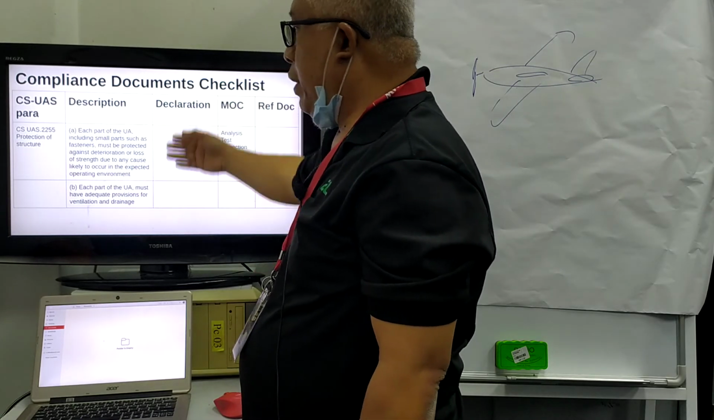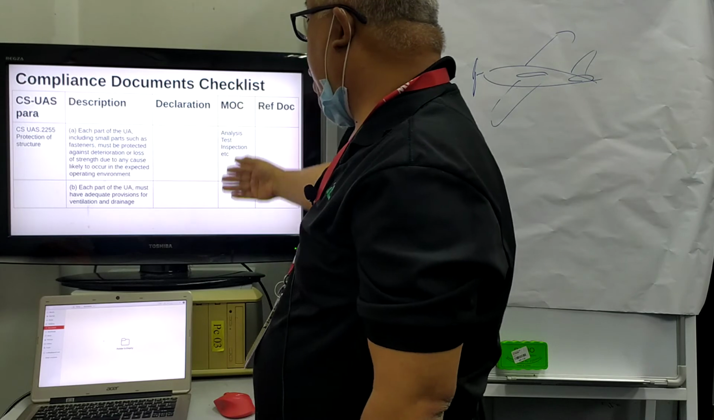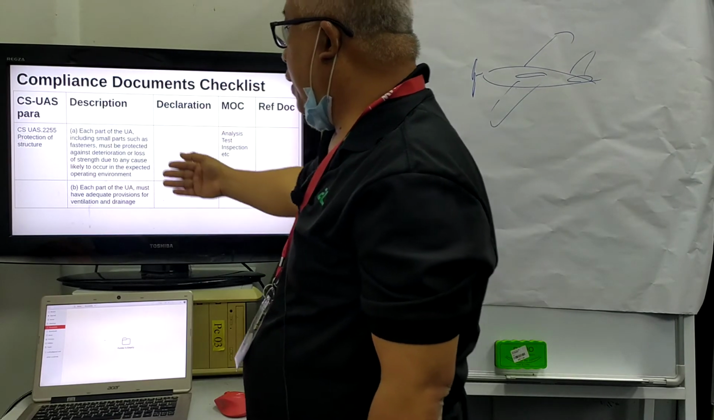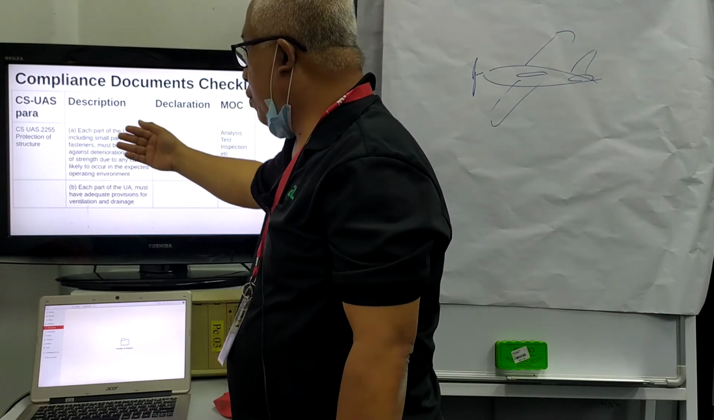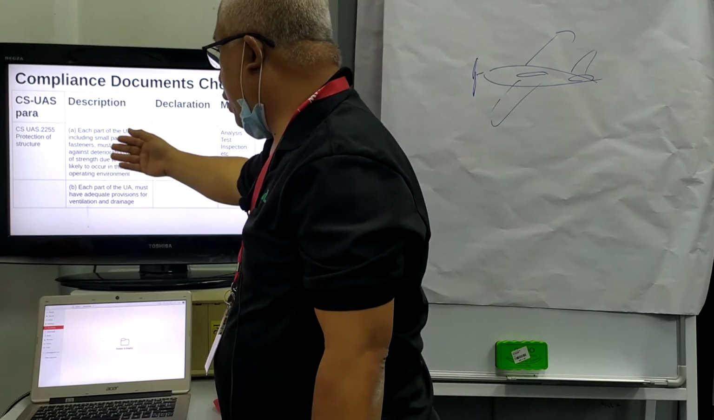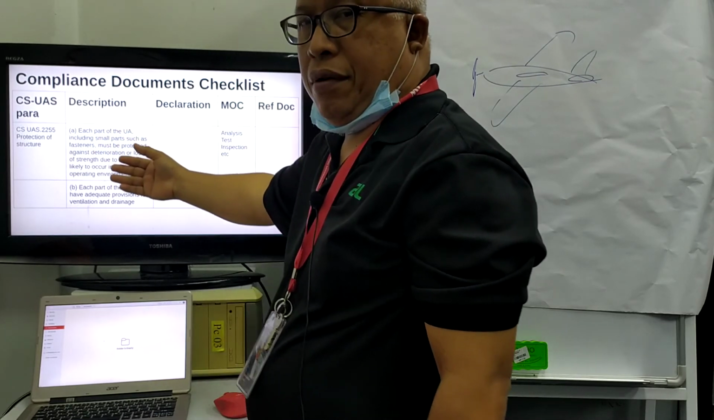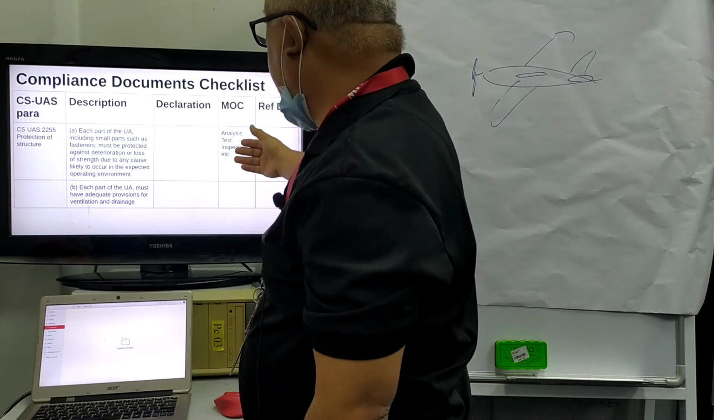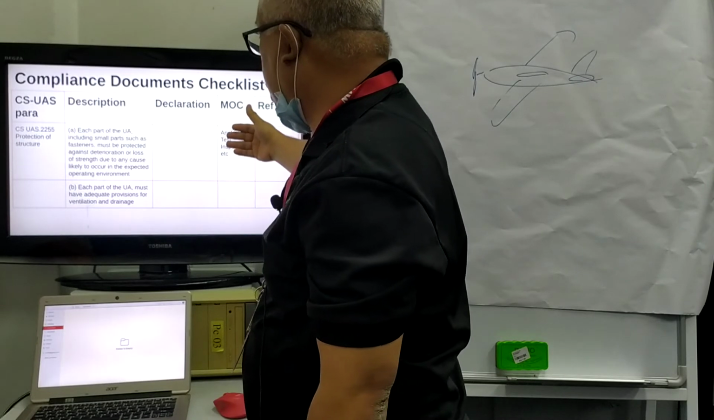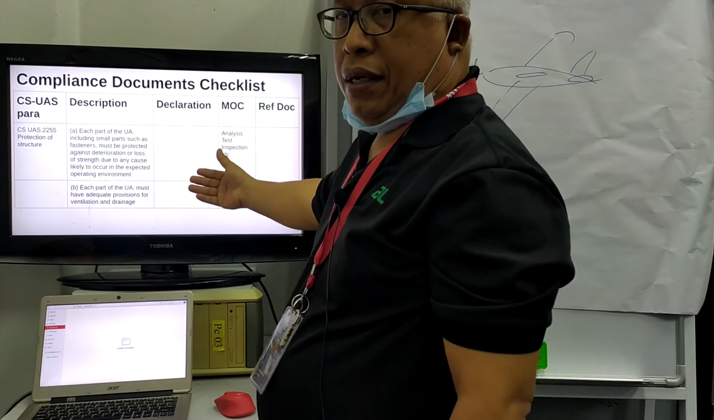So what are you declaring? You have to declare comply. And what are the means? There are many means of compliance in this situation. How do you want to show compliance? Here, you're talking about protection of structure. You're putting paint. You may be putting cadmium plating on the structure. Then you may state here, comply by drawing.